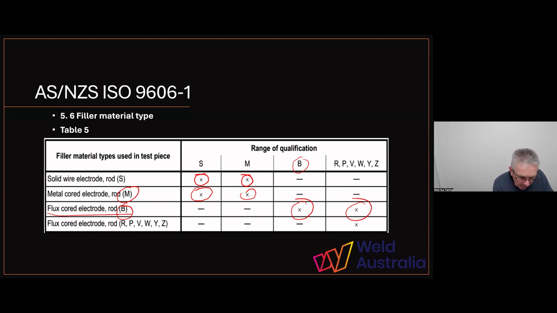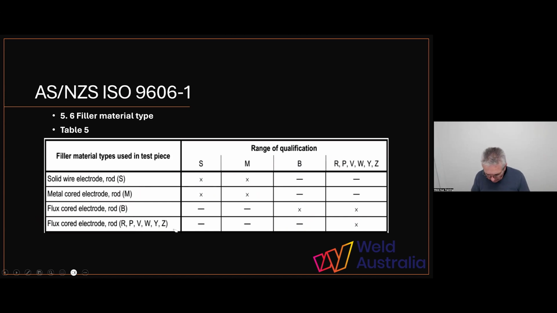So these are, as I said back there, if you look at them, they're talking about the actual, if we look at R or RR or W, we're looking at electrode core, basic fluorides, slow freezing slag, Y. So it's giving you the option there on what the range of qualification is. And if you look at these ones down here, you're only covered for that.